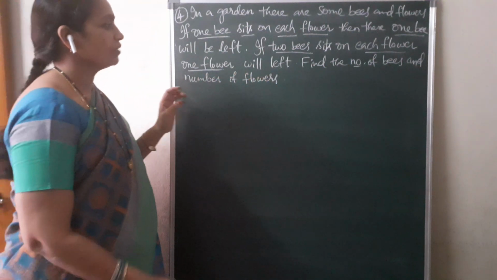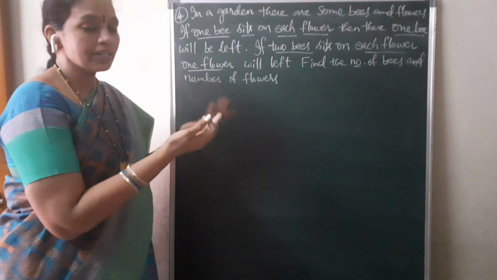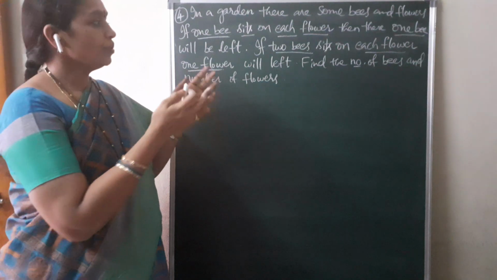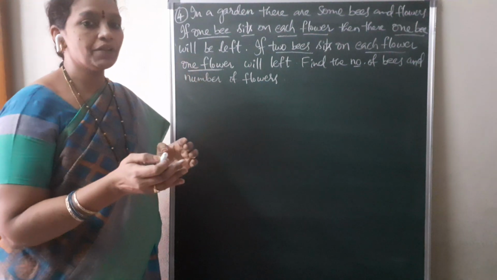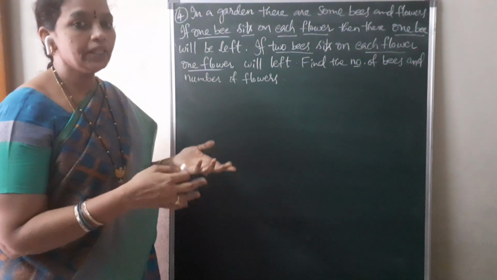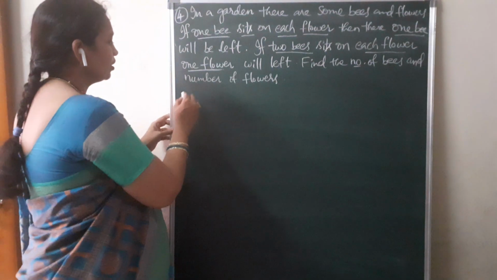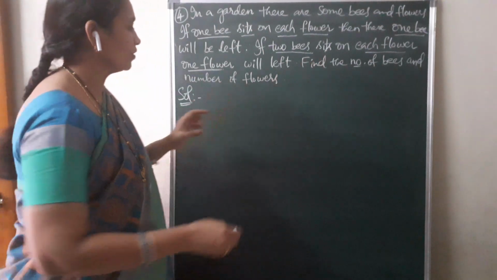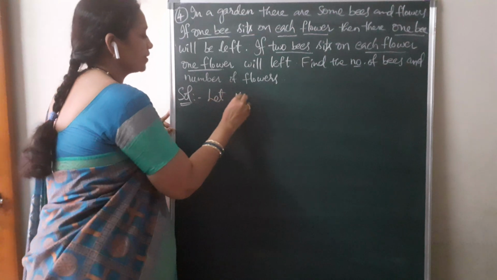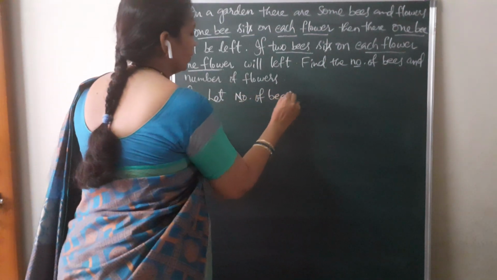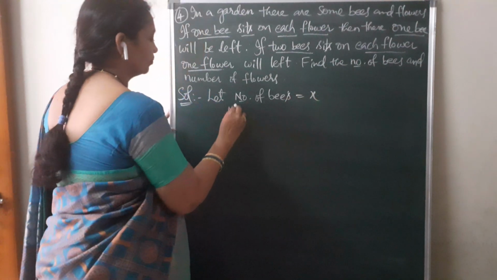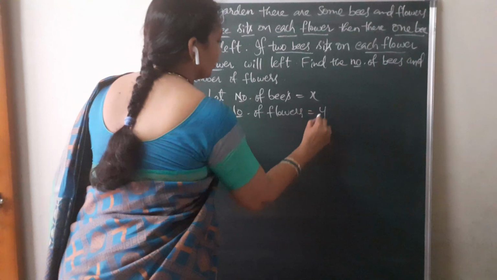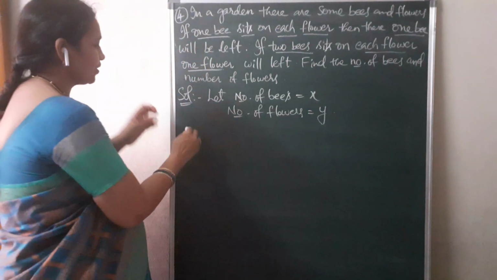So let us assume, what are the variables here? Previously they have given the pair of linear equations and we solved by the elimination method. Here we have to frame the pair of linear equations and solve by any one of the methods. So we are choosing the elimination method here. Solution. What are the variables here? Number of bees and number of flowers. Let the number of bees be x and the number of flowers be y.